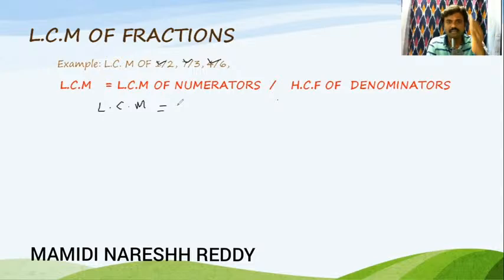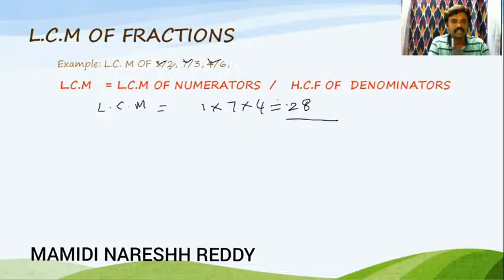So 1 into 7 into 4 is nothing but 28. 7 fours are 28. Now let's see the HCF of the denominators. Your denominators are nothing but 2, comma, 3, comma, 6.